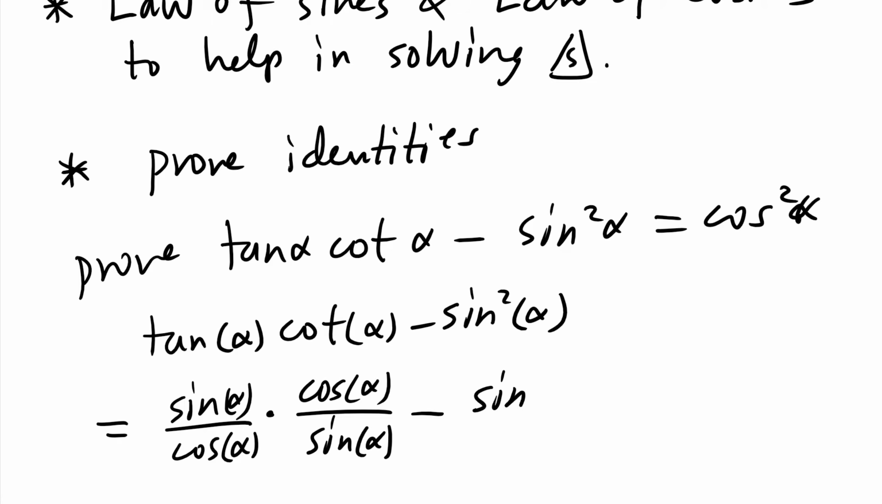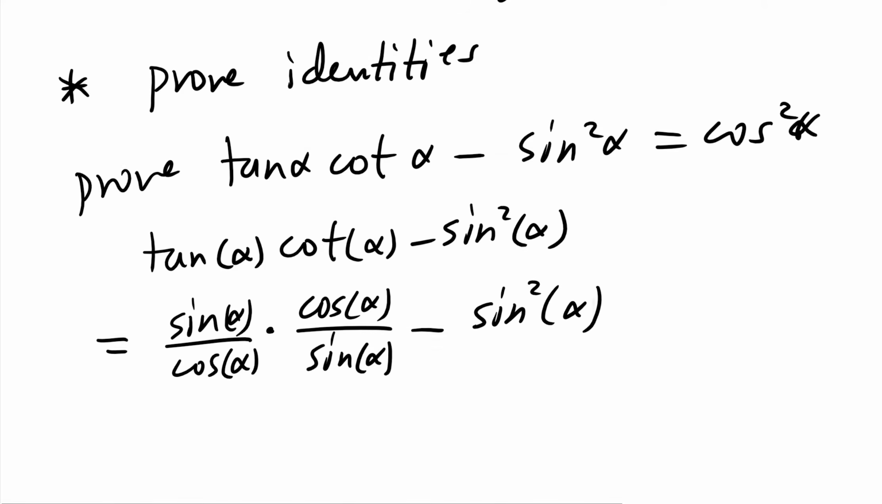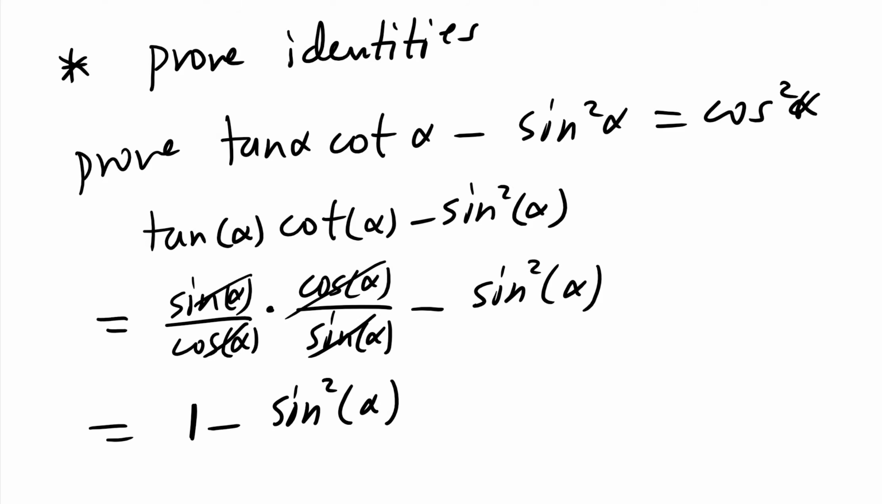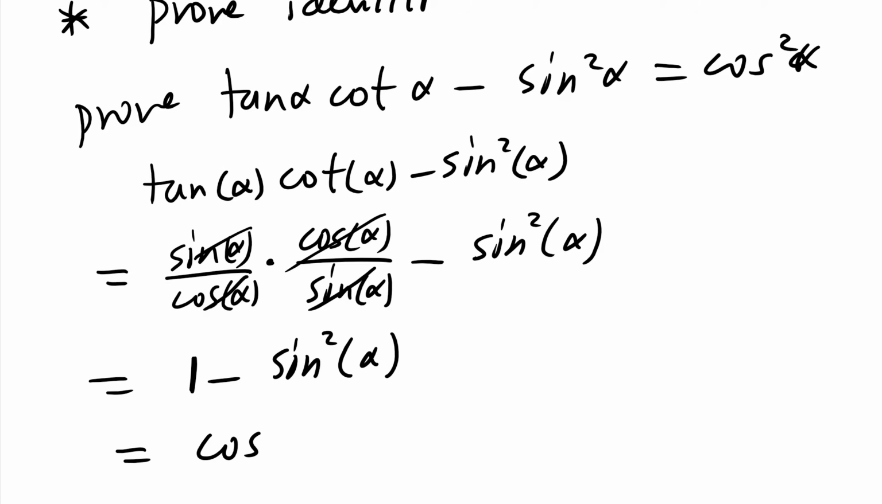Minus sine square alpha. This cancels. This cancels. You got 1. 1 minus sine square. What's 1 minus sine square? It's cosine square. So that proves it. So don't touch the right hand side. Don't do any work on the right side.